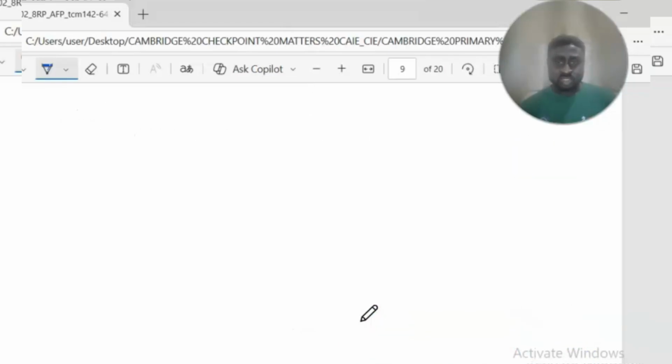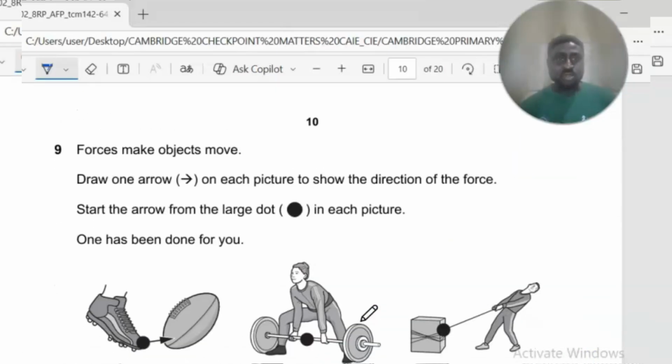All right, moving on to the next question, question 9. Forces make objects move. This is also a physics strand of science. It says, draw 1 arrow on each picture to show the direction of the force. Start the arrow from the large dots in each picture. So there's a large dot that has been indicated on each picture showing different actions. And each of these actions require the use of a force, either a pulling or a pushing force, because force is defined as a push or pull on an object in order to necessitate an effect. It could be to change its direction, it could be to change its shape, and so on.